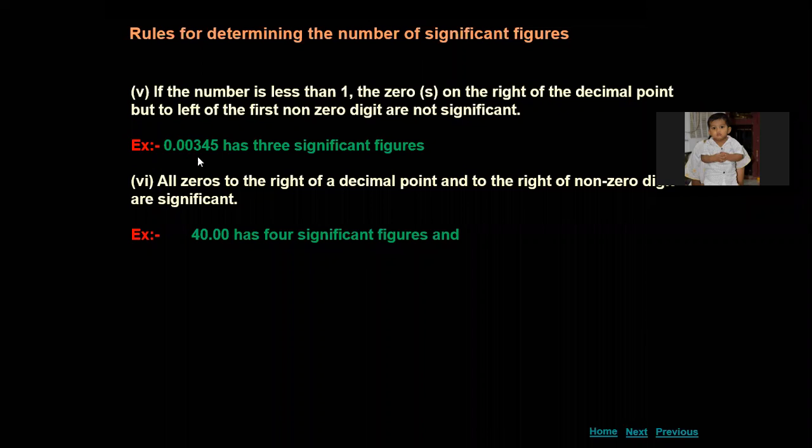Suppose this 0 is in between, 3045, if it is there, wait a minute, I'll write it so that you will understand better. One second, give me a minute. So whatever non-zero digits we are taking, if between those non-zero digits there is a 0, that is significant only. Before them, till the decimal point, whatever zeros are there, those are not significant. Wait one second.